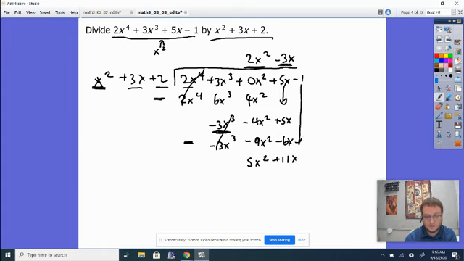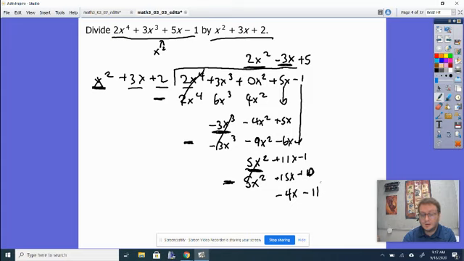Drop down, minus 1. How do I get from my new first term to the first term of the outside? I'm going to multiply by 5, so plus 5. 5 times x squared is 5x squared. 5 times 3x is going to be 15x. 5 times 2 is 10. Again, subtracting cancels, and I'm going to end up with negative 4x minus 11.